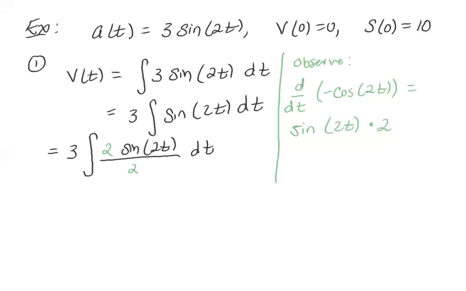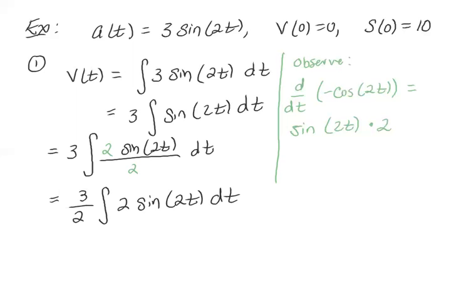I'm allowed to do that. And that's helpful because a constant has the property for an integral that I can choose to move a constant out front if I want to. So I can move that 2 in the denominator out front, and this becomes 3/2 times the integral of 2 times the sine of 2t dt, and I know what that is.